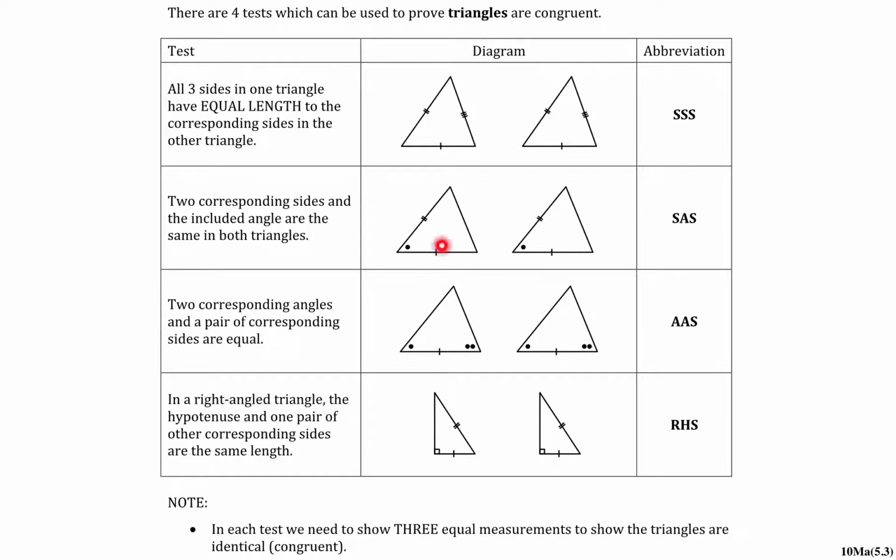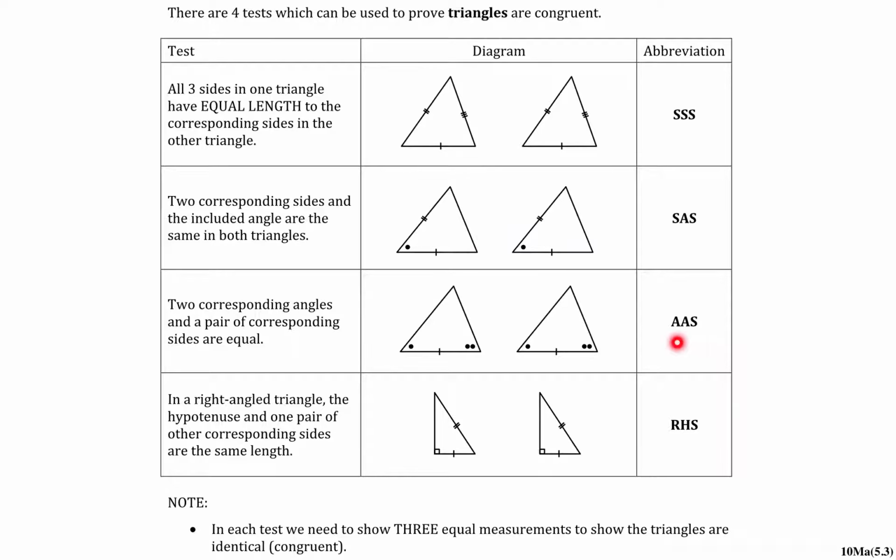Alternatively, we could also have two sides that match up with each other, so the two single dashes match up, the two double dashes match up, and there's an angle between them that matches up, which means if you've got two sides and the angle between them match up and they're all equal to each other, then these two triangles are identical. They are congruent.